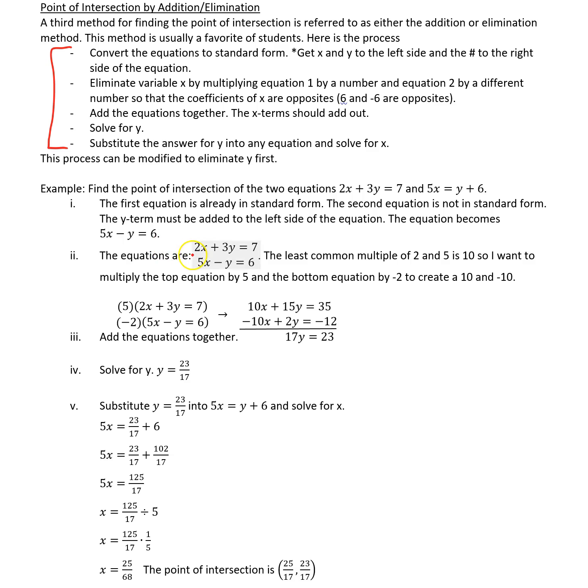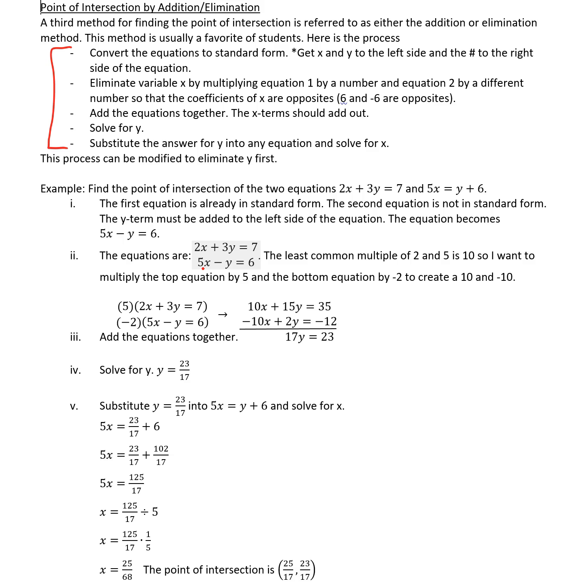Now the two equations are stacked on top of each other in this method, where the x terms are first, then the y terms, our equal sign, and our constant. We're going to focus on the x terms. Right now they are 2x and 5x. We want to make those coefficients to be opposites, so we'll focus on the least common multiple. The least common multiple between 2 and 5 is 10.